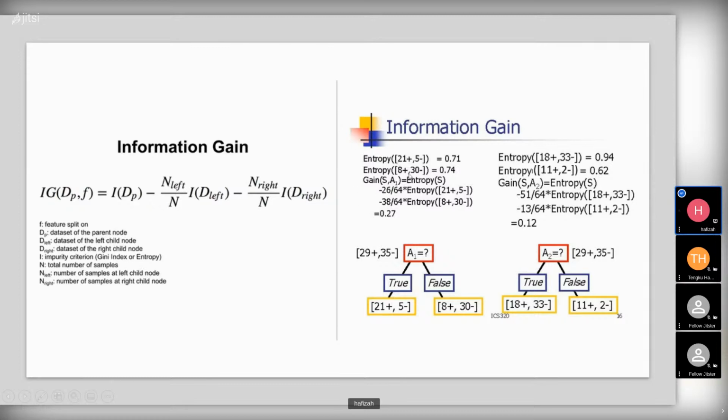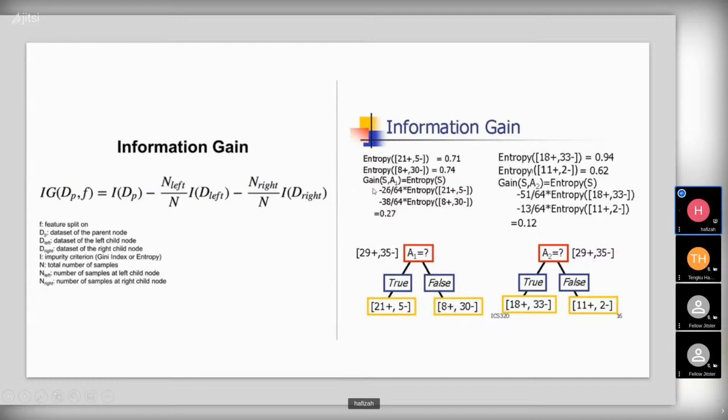Here I will explain it. This one has 21 positive and 5 negative. So the entropy for this, if you use the Excel that I give to you, you will get entropy of 0.71, and the entropy for the right one is 0.74. So you can calculate that there.